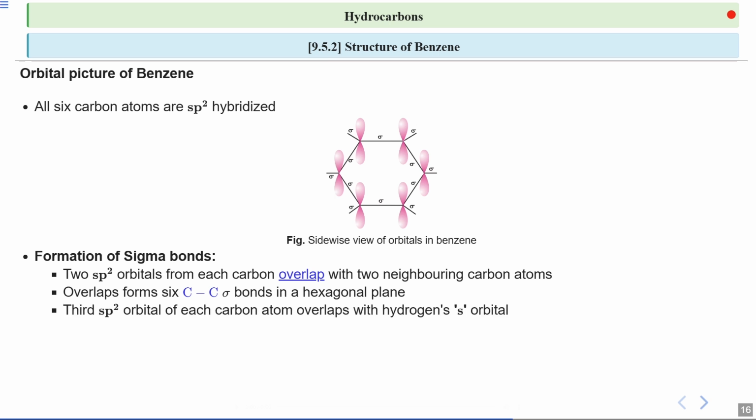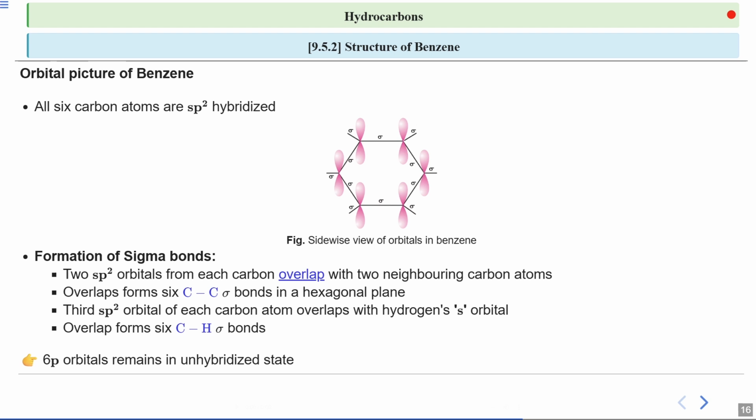Next, the third sp2 hybrid orbital of each carbon overlaps with the hydrogen's s orbital. You can see here that there is one more bond denoted as sigma, and it is the bond with the hydrogen. Now it results in again 6 C-H sigma bonds. So what is the total number of bonds? 1, 2, 3, 4, 5, 6 and plus 6, that is 12.